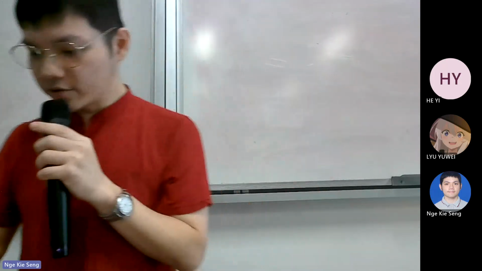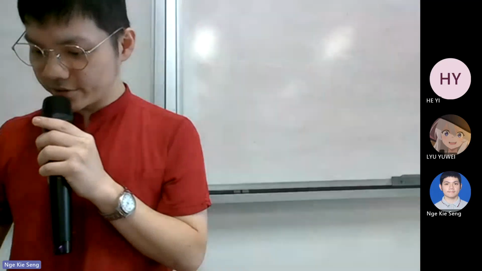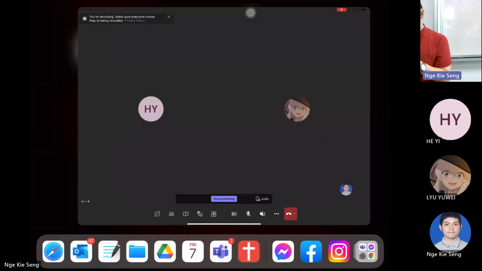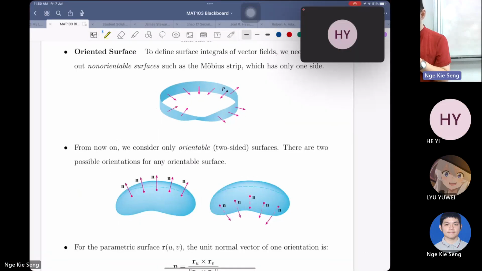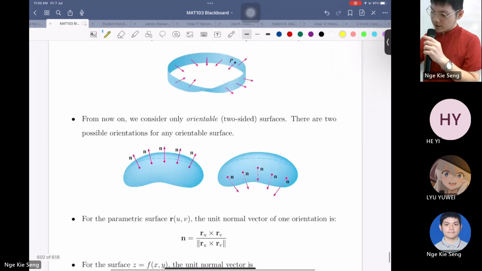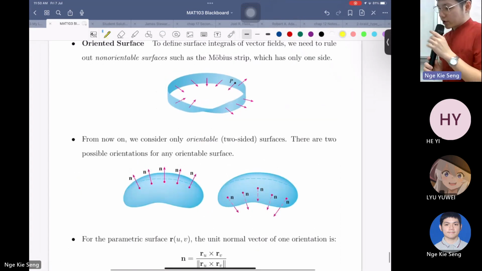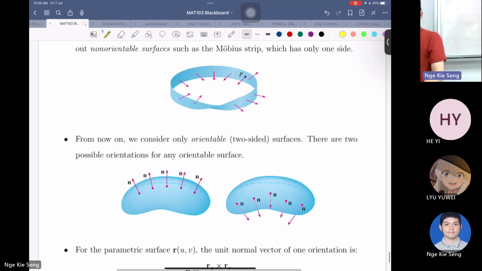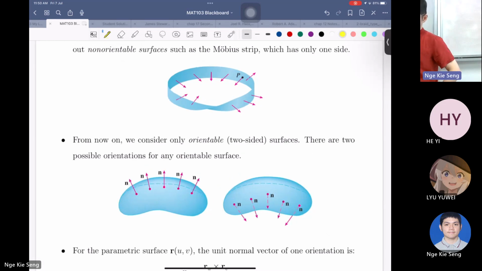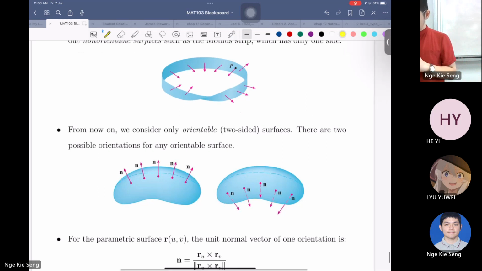So we need to rule out these non-orientable surfaces to do the computation. From now on we only consider orientable surfaces, only two-sided. Either everything goes up, or everything goes in. So these are the two possible orientations: either you go up, or you go in.